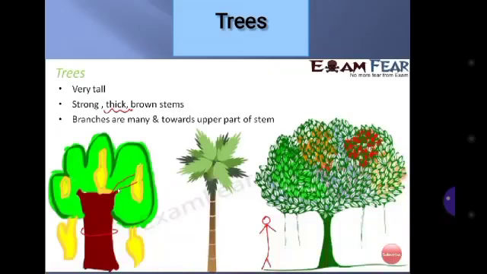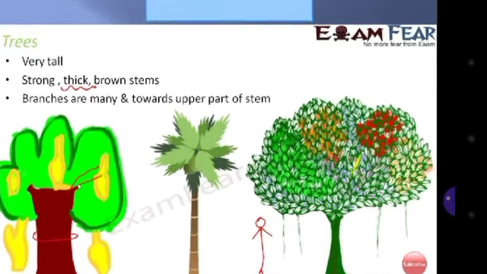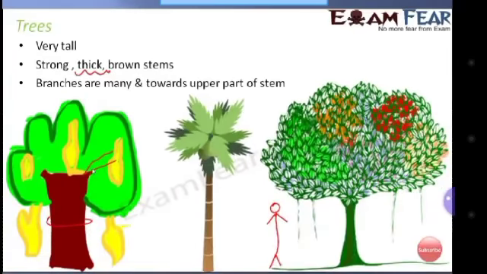Trees. Now we discuss trees. Trees are huge. They are very tall. They have a strong, thick brown stem. In case of shrubs, they have a thin stem, but here they have a thick stem. Look at the picture of the main stem. It is quite thick. And the branches coming out of them are also thick.